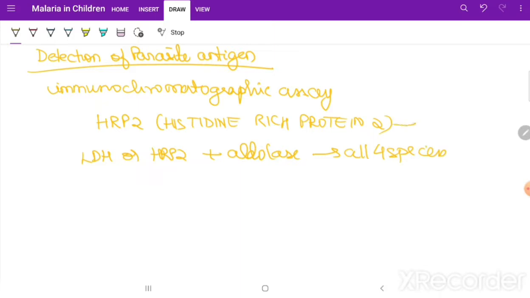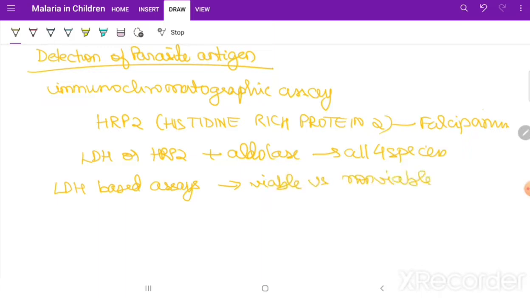HRP2 is more specific to falciparum overall, but if you take LDH or HRP2 plus aldolase, all 4 species will be covered. Now, the available LDH based assays will differentiate between viable versus non-viable parasites and are helpful in monitoring the response to therapy. So, by therapy you will know how many are alive, right?